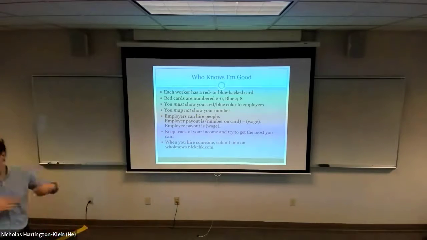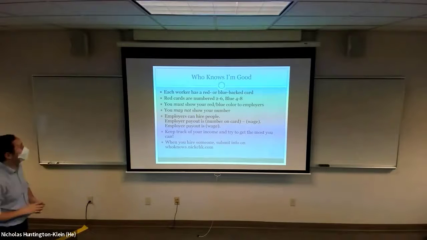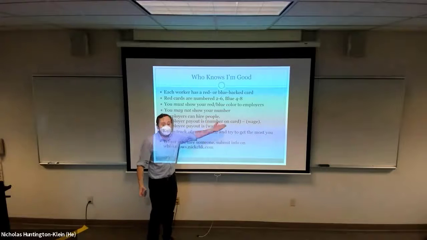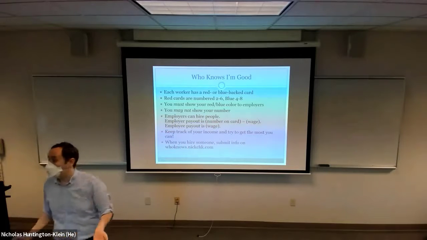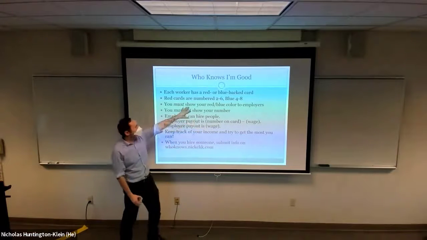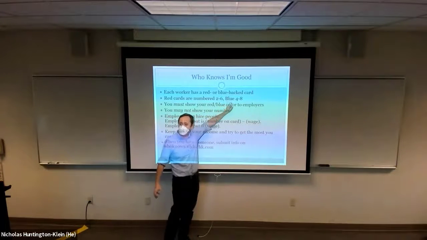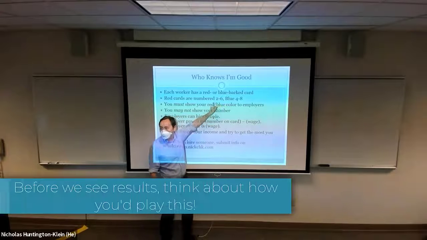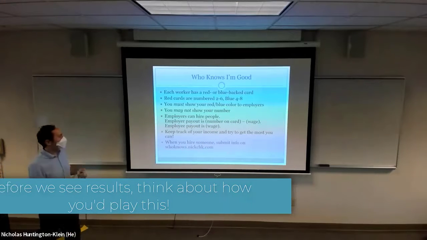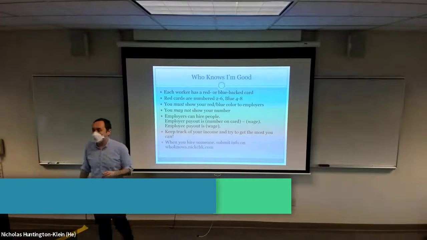So as you're negotiating this wage, keep in mind that as the employer, you want the wage to be lower than the number on the card. You don't know the number on the card. As the employee, you just want a wage as high as possible. And you don't know who's got which number, but you know the distribution of numbers. Once you have your wage agreed on, submit the info right there, and we'll see what happens.